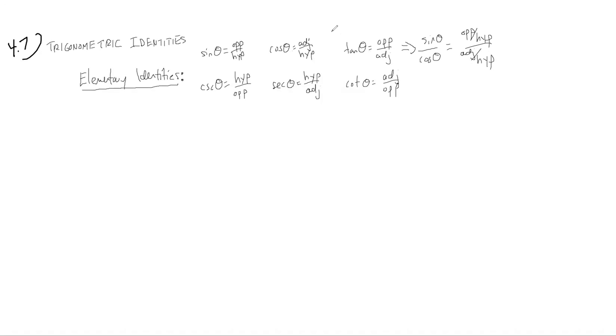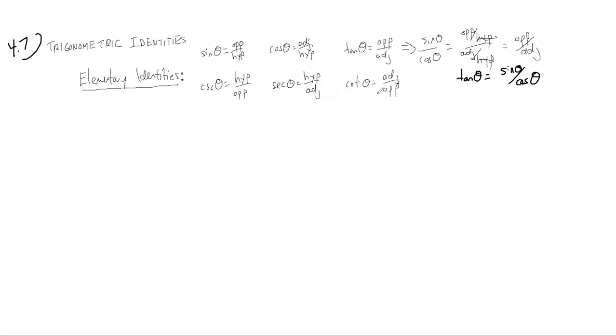And so if we cross out, the hypotenuse is on the bottom, they basically cancel. You could clean it up by doing a bunch of division, but they do just cancel. And what we're left with here is actually opposite over adjacent, which is our tan function. So that's going to be one of these identities. So tan theta is sine theta over cos theta. In other words, we can rewrite tan using sine and cos.